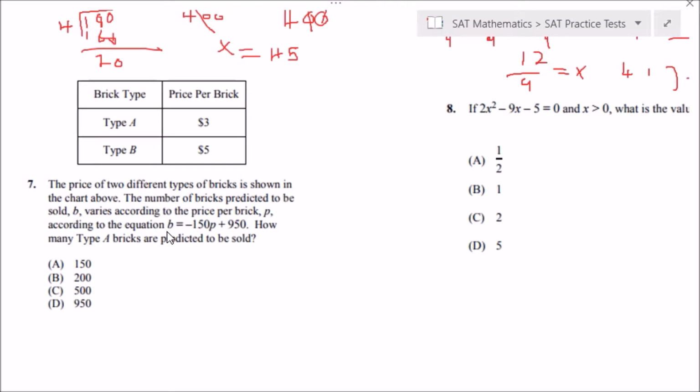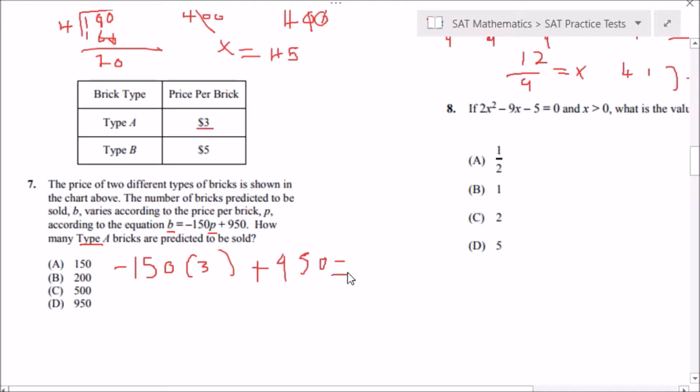Okay, so here we're solving for B, and B is the number of bricks predicted to be sold. So what we have to enter is P, the price per brick, or what we're trying to find, of type A bricks. So it's negative 150 times P, which is the price per brick, and we'll go with 3 because that's what the question is asking for, plus 950. That should be equal to B.